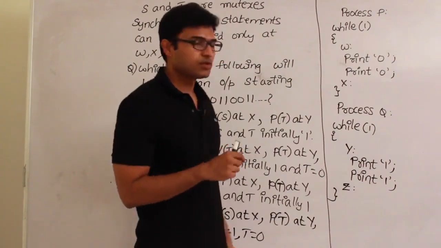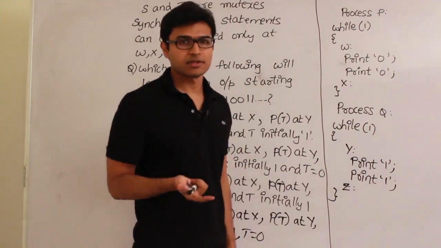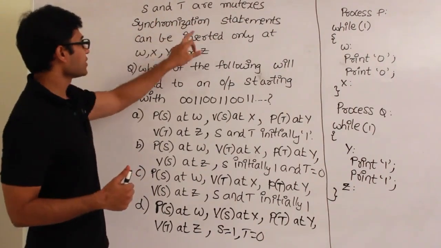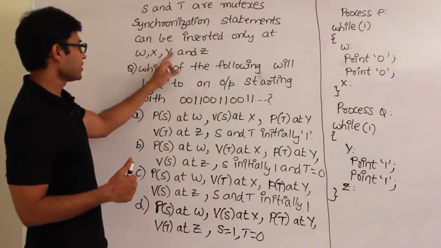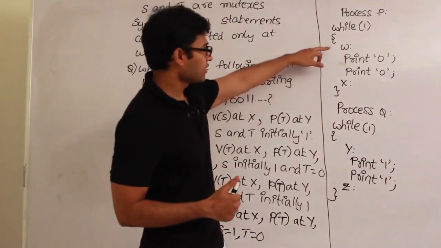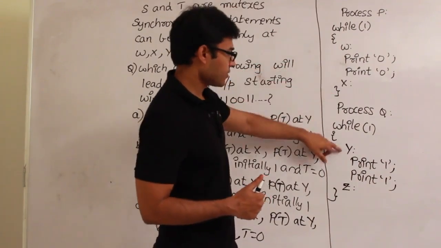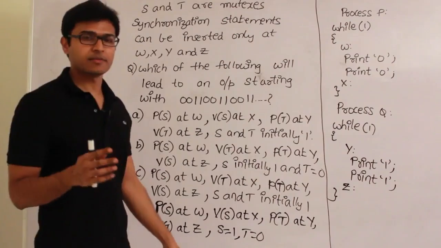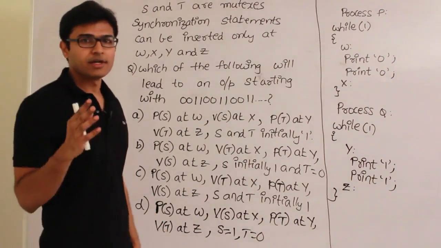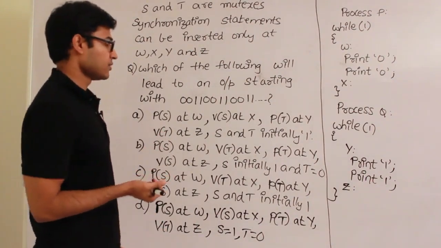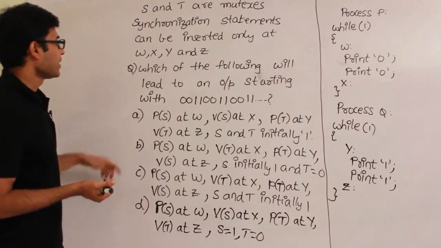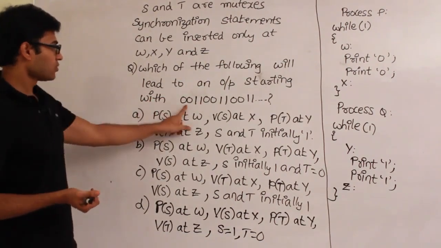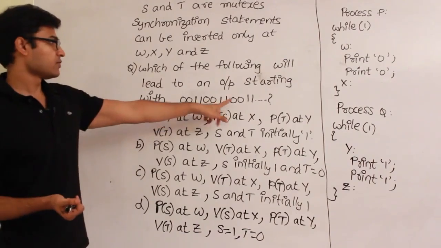These labels are used to insert the synchronization statements, which means S and T are mutexes, and synchronization statements can be inserted only at W, X, Y and Z. We are supposed to put some synchronization statements at these points. What are synchronization statements? Down and up on semaphores. Here they are binary semaphores. Then which of the following will lead to an output starting with 0011 0011 0011?